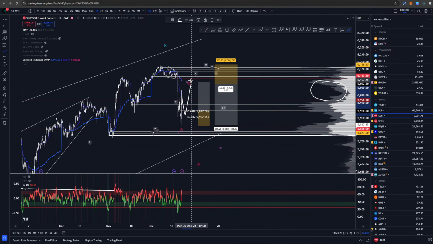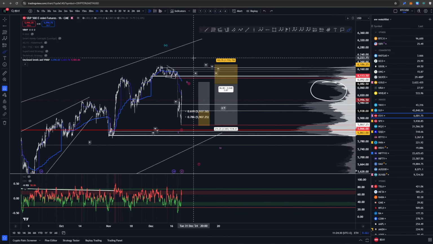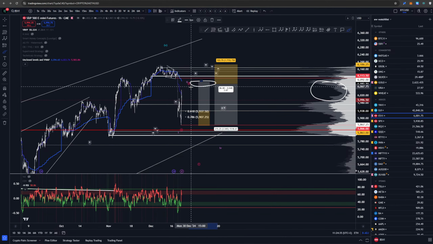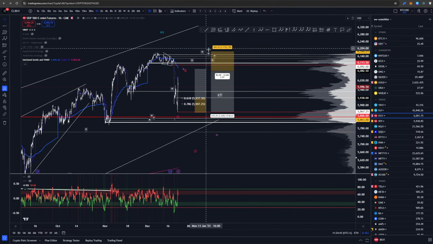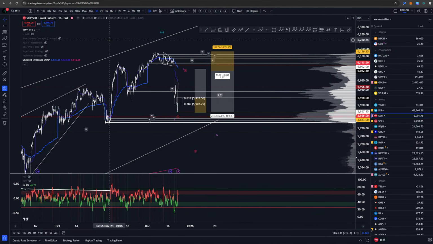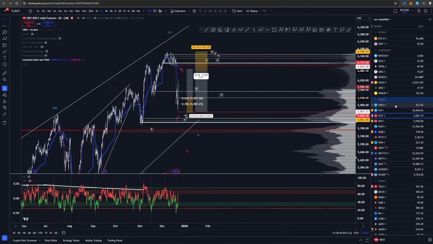So long, take profit, and short, and we'll see which one is going to be playing out. And of course, this is not a full stop; it's TP1, right? And then we don't really care which one plays out. Okay, so that's ES. Let's move on to the other ones.